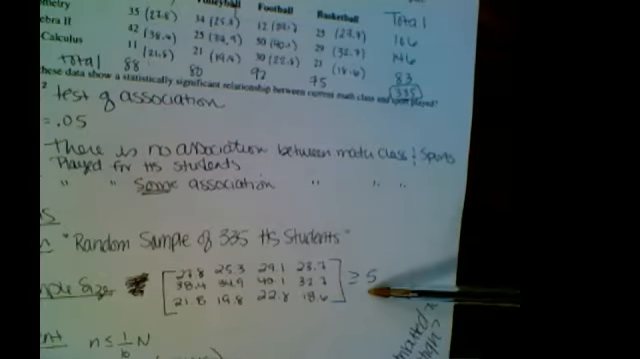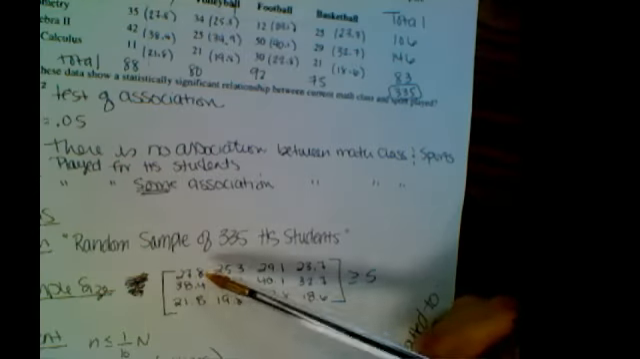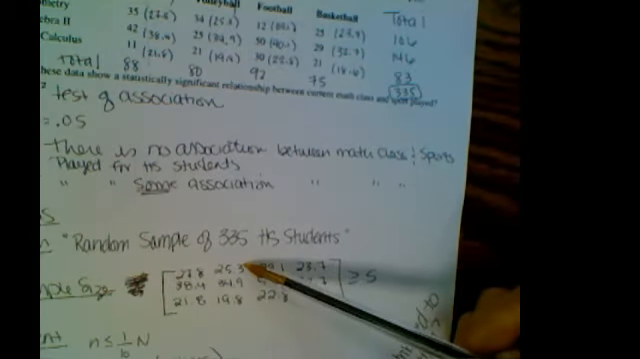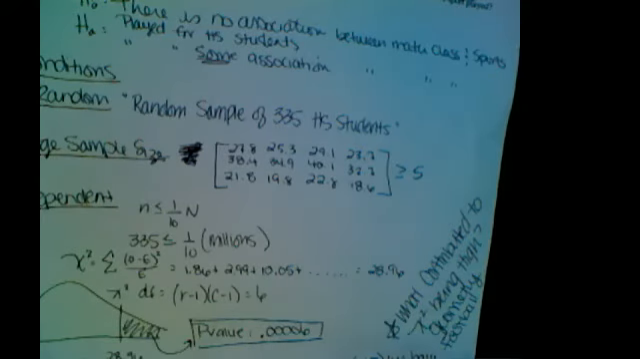They're all greater than 5. And remember, these are your expected counts. This is how many I'm expecting to see in baseball for geometry. This is how many I'm expecting to see in volleyball for geometry. Okay? Independence is still the same thing that we have always done. It's still the 10% condition. So our sample was 335 students, and that's a tenth of, they're talking about high school students. There's millions of high school students. So that condition checks off.